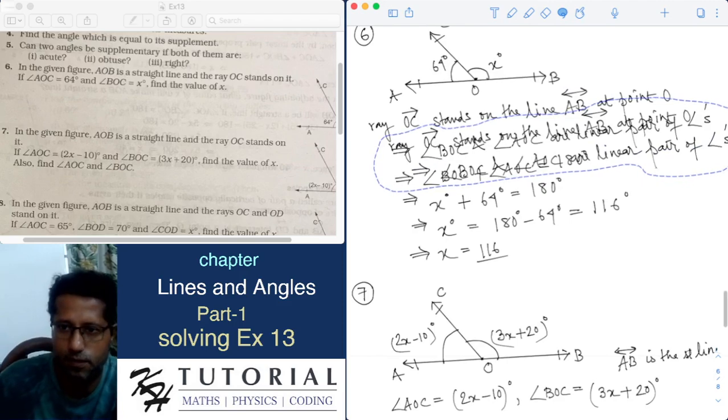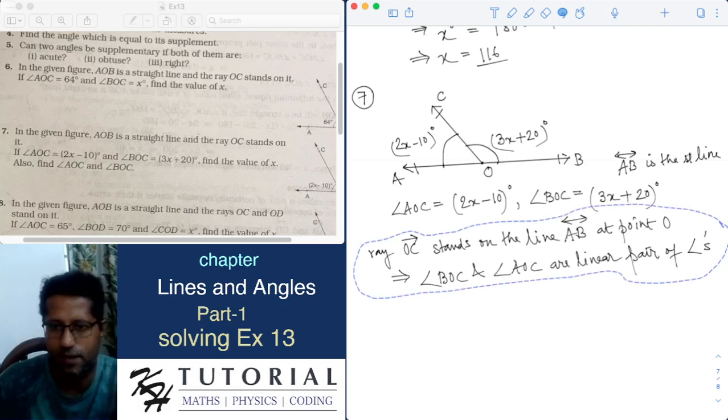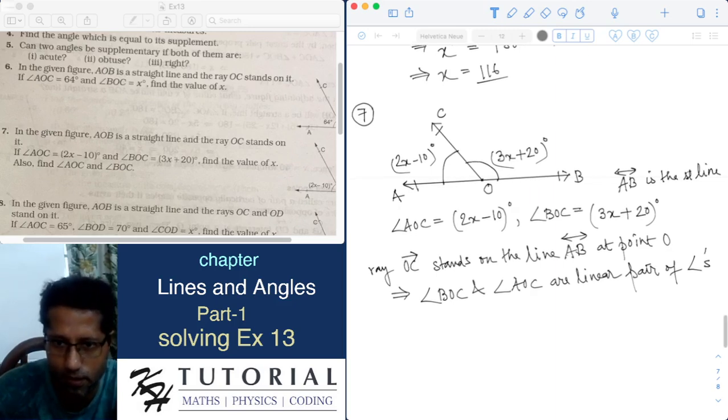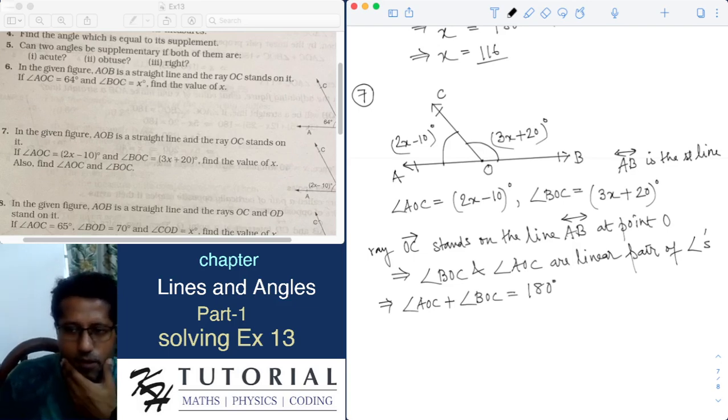Ray OC stands on the line AB at point O. This implies angle BOC and angle AOC are linear pair of angles. So this implies angle AOC plus angle BOC will be equal to 180 degree, since they are linear pair of angles, and the sum of linear pair of angles is always 180 degree.